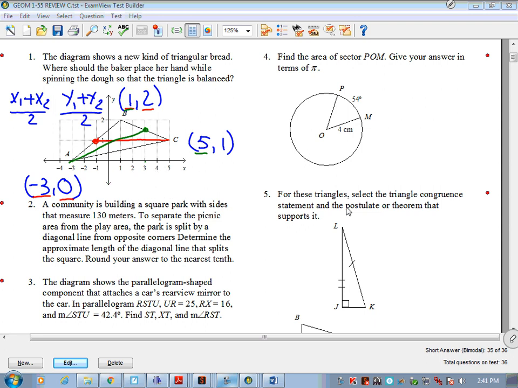Okay, and then finally, I want between A and C, so I'm going to take -3 plus 5, which is going to be 2. 2 divided by 2 is 1. Okay, and then 0 plus 1 is 1. 1 divided by 2 is 1/2. So I'm getting this 1 going up half. So I should see this. And that point right there is my centroid. And that's what they're asking for.